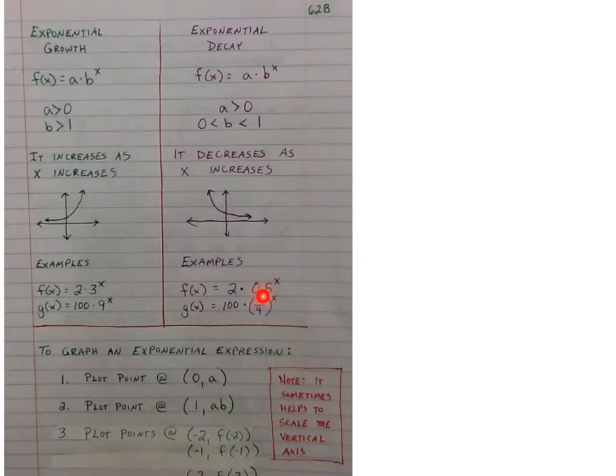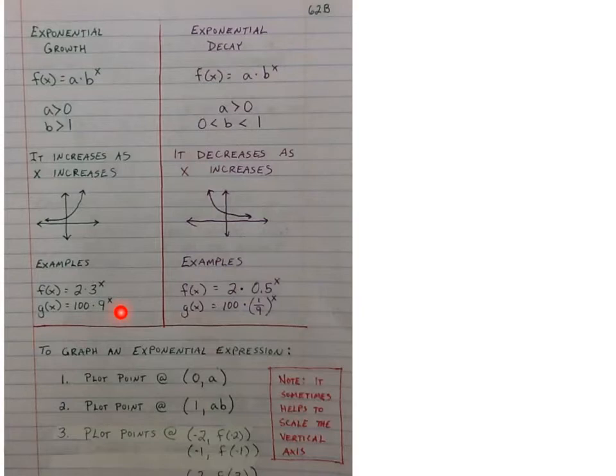When it comes to graphing exponential expressions or equations, there are two really important points that make it easy to plot. The first one occurs at 0 comma a. So in this function, it'd be at 0 comma 2. This one would be at 0 comma 100, this would be at 0 comma 2, and this one also at 0 comma 100. The second point occurs at 1 comma a times b. So in this curve, we'd have a point at 1 comma 6. This one would have a point at 1 comma 900.